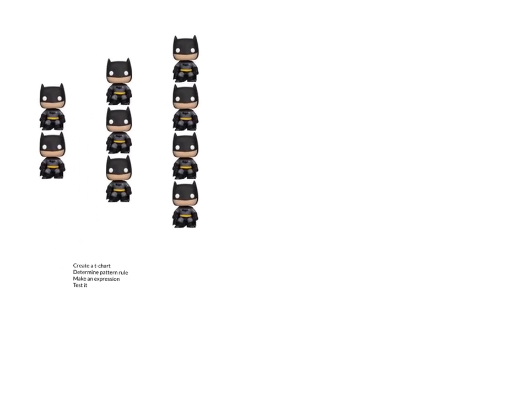Hey guys, today we're going to look at creating an expression from a picture. Here you can see I have 3 separate columns of Batmans. Each of these columns can be represented as its own term. So here I have term 1, term 2, and term 3.